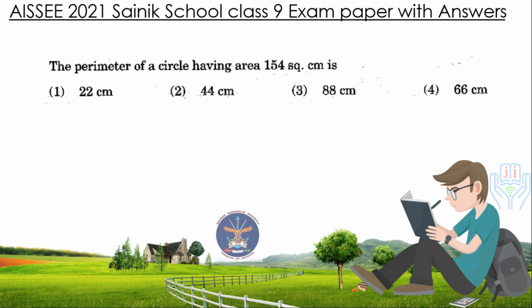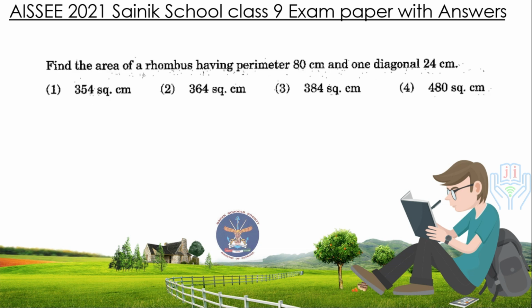The perimeter of a circle having area 154 square centimeter is. Answer 44 centimeter. Find the area of rhombus having perimeter 80 cm and one diagonal 24 cm. Do the calculation. If you know the answer, please put the comments. Answer 384 square centimeter.